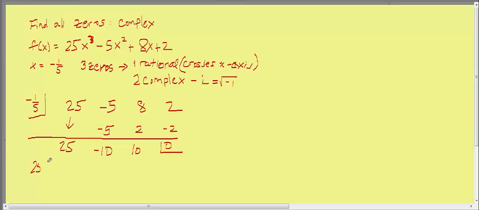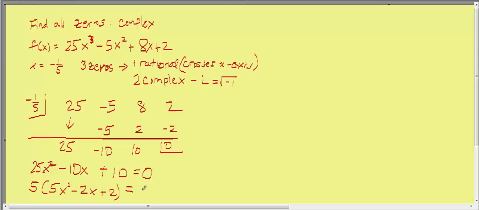Look at what I have. I have 25x squared minus 10x plus 10. And I'm wanting to set this equal to 0. I can factor out a 5. And when I factor out that 5, and this is a 2 by the way, I do get smaller numbers.